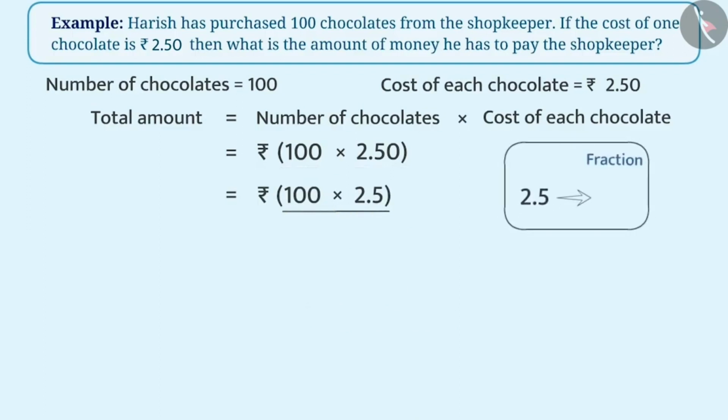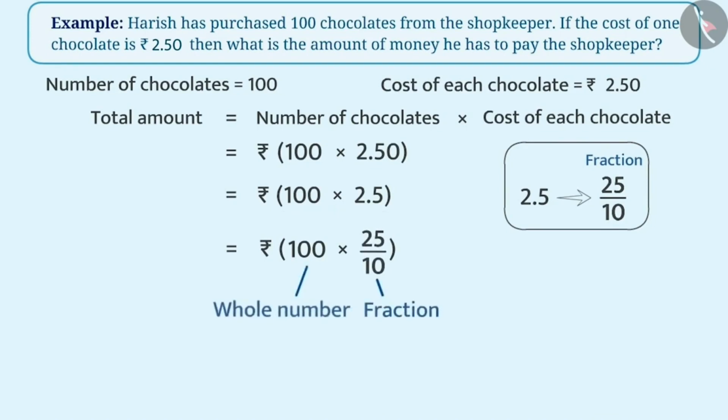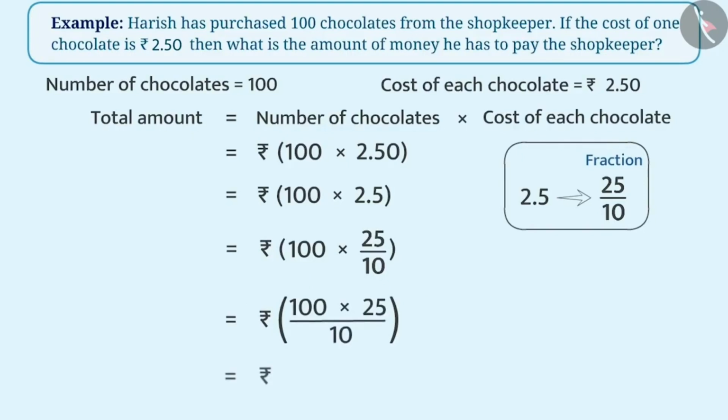2.5 can be written in fraction form as 25 by 10. So we can write the multiplication as 100 multiplied by 25 by 10. Here, a fraction is getting multiplied with a whole number. In order to obtain the answer, we will multiply the whole number with the numerator of the fraction and then divide the result by the denominator. Therefore, the answer obtained is 250.